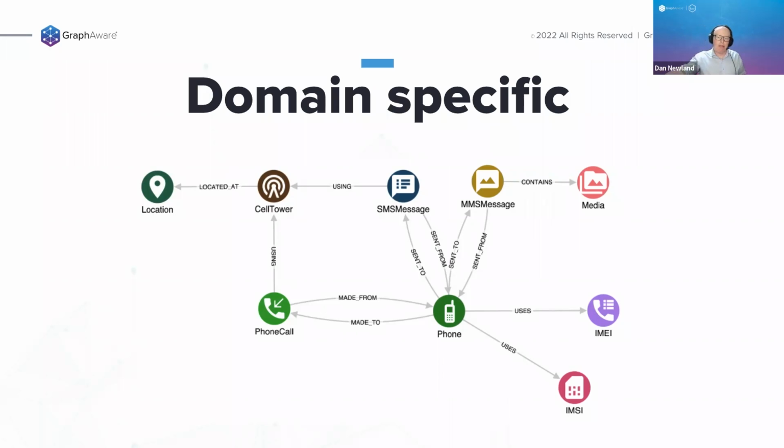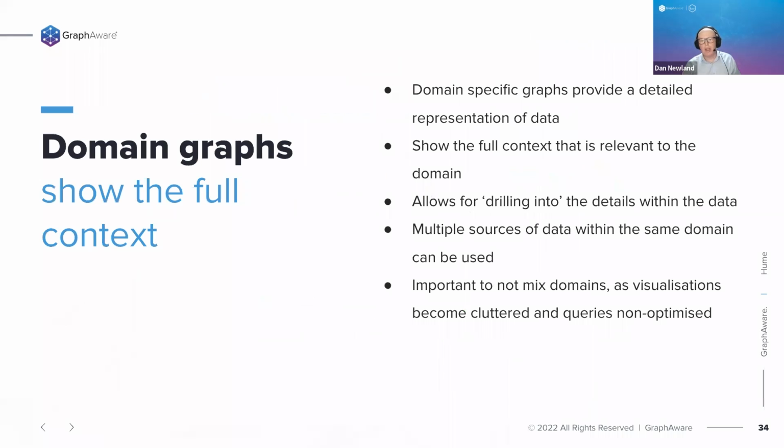So domain-specific graphs are designed to separate us away into our domain, and there's a connection between that first exploratory graph and this domain-specific graph as well. So as I said, domain-specific graphs provide the detailed representation of a particular context. They show the full context that is relevant to that domain. It allows you to drill into the details of the data.